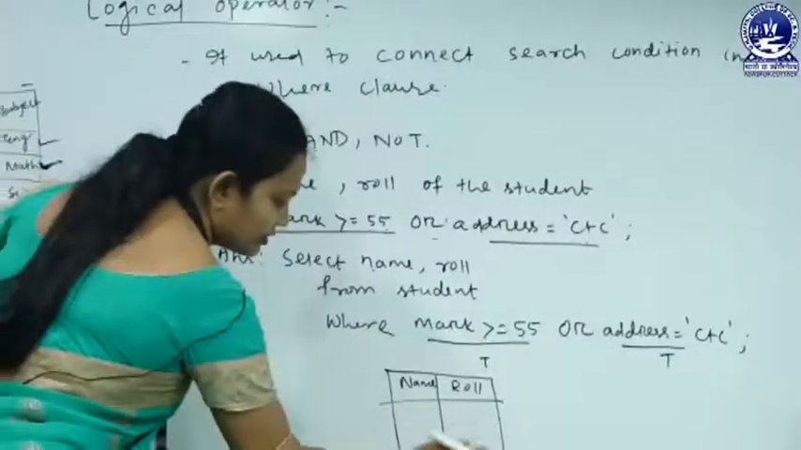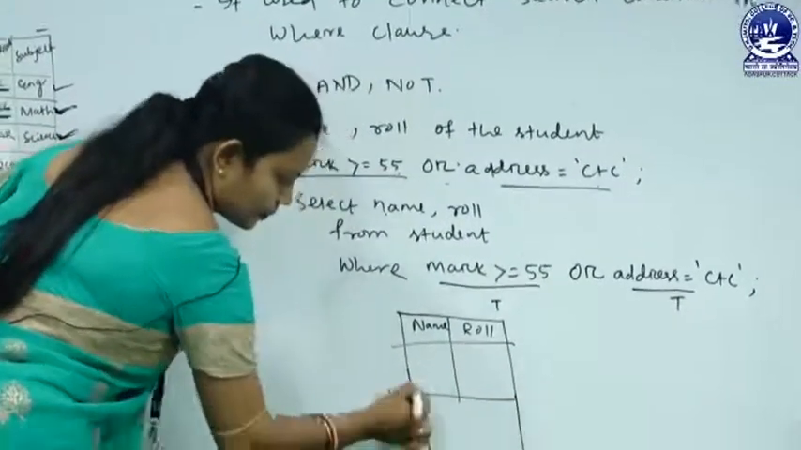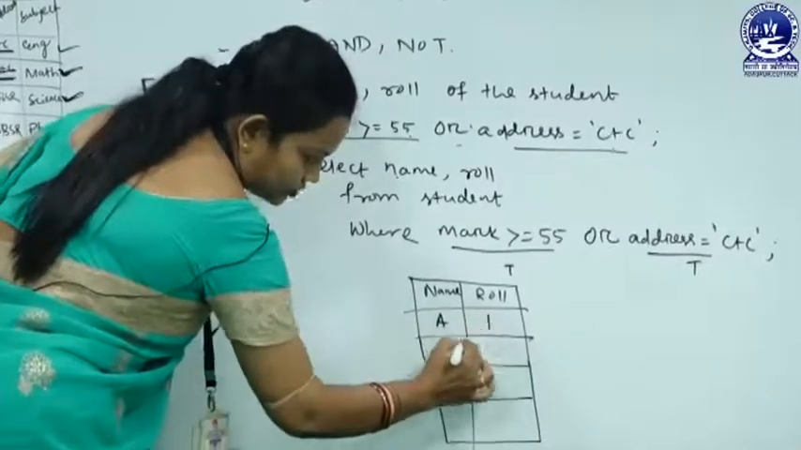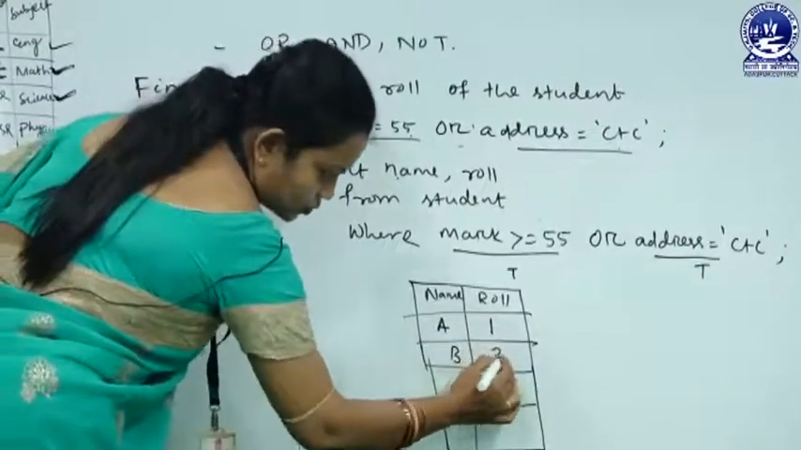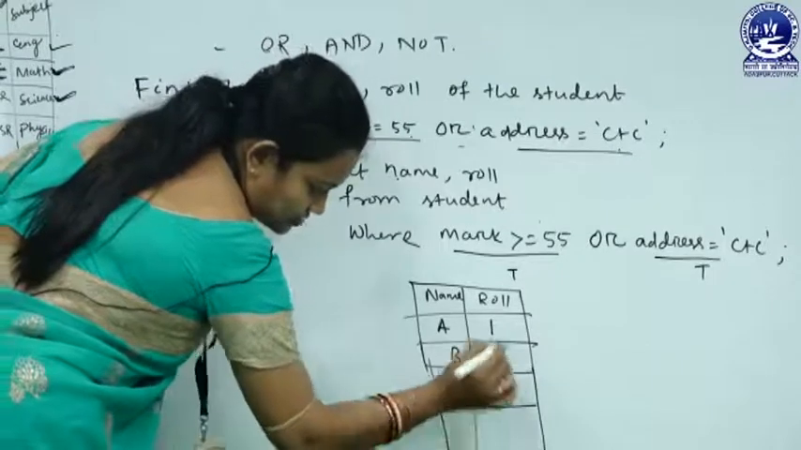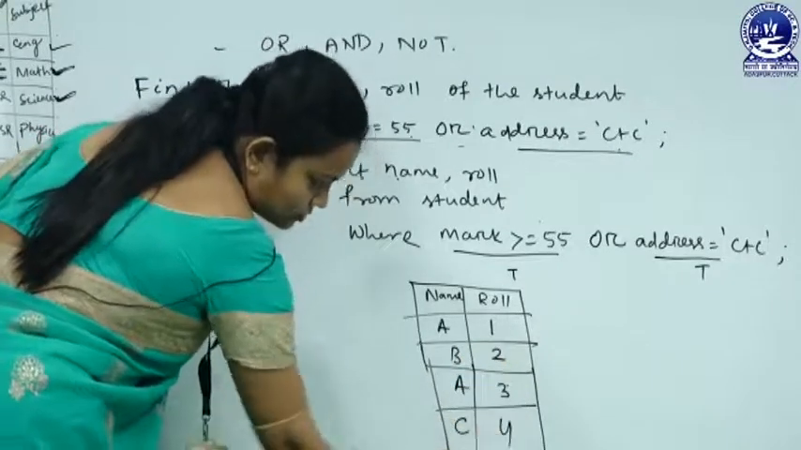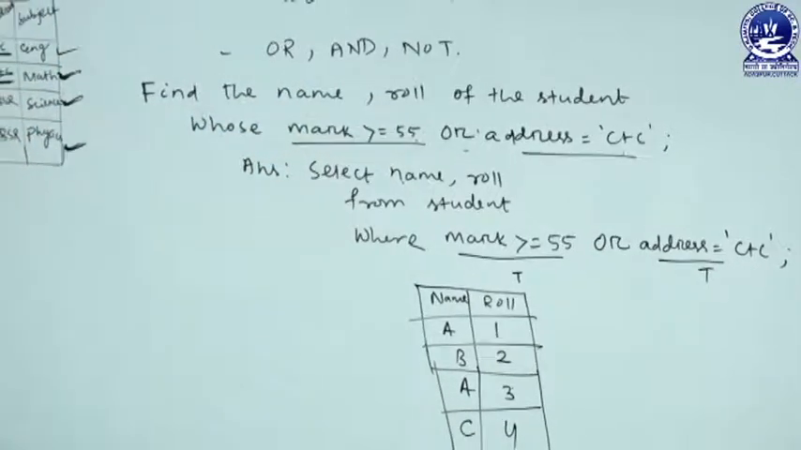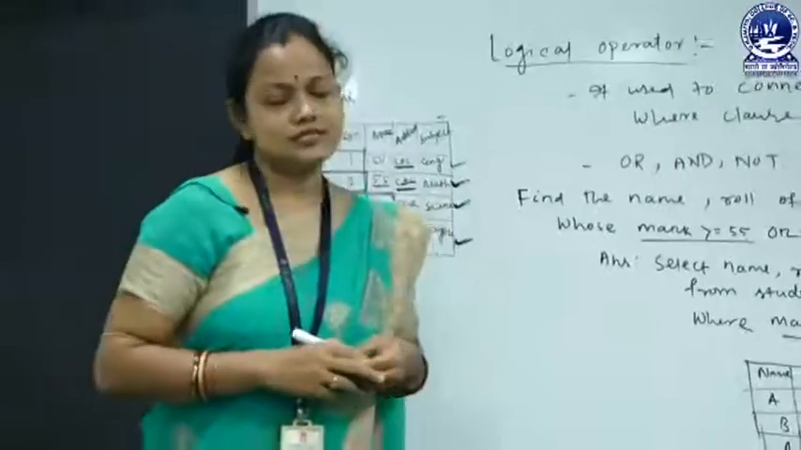So, the resultant relation becomes: name is A, roll is 1; name is B, roll is 2; name is A, roll is 3; name is C, roll is 4. So, this is all about the logical AND and logical OR operators using the select command.